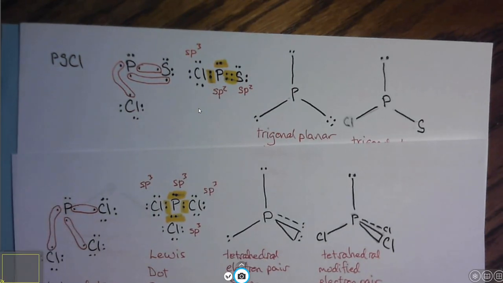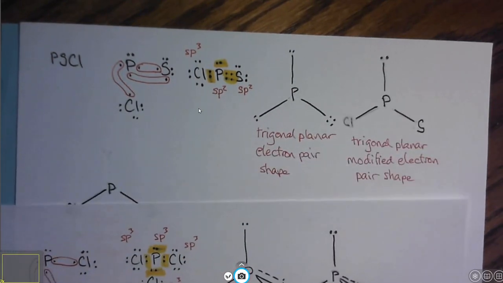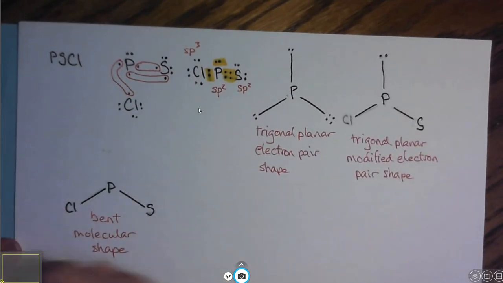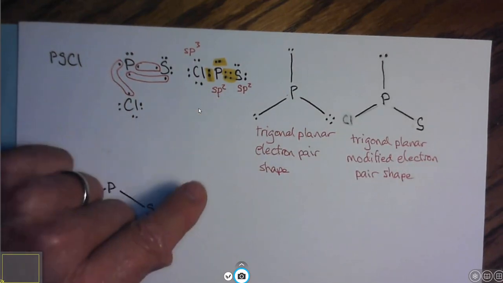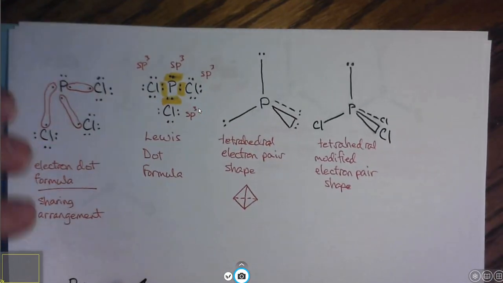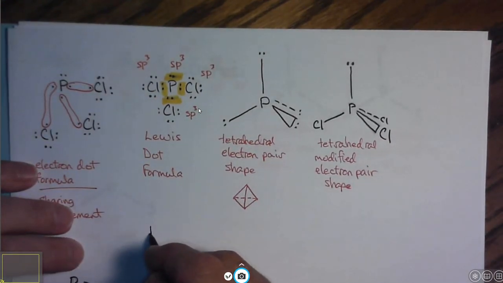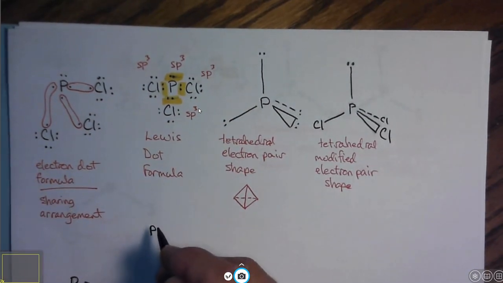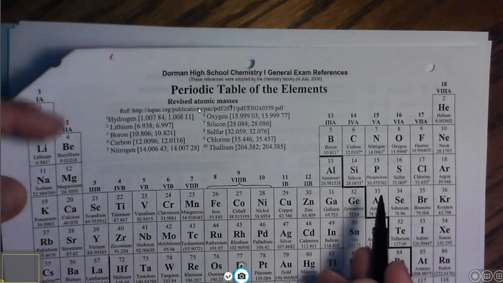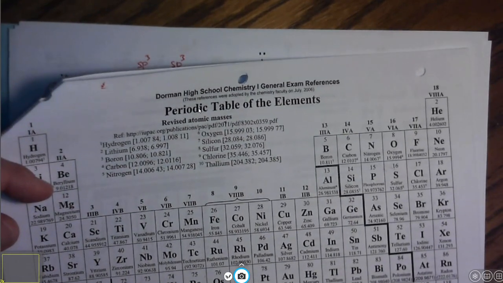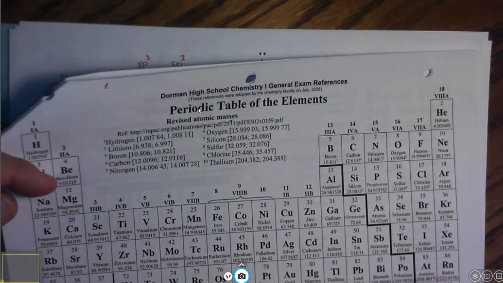If we were trying to write the orbital notation for these, well, let's take this one first. Let's take the phosphorus here. Phosphorus is on the third row of the periodic table. That means I have to have electrons in 3 primary energy levels.